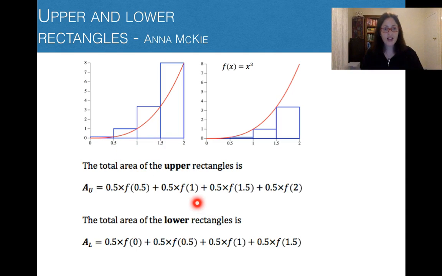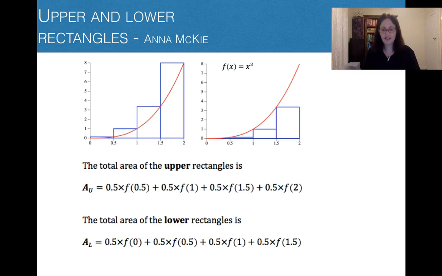And for the lower rectangles, base times height again. The base each time is 0.5, hence that. And the height of the function each time will be on the left-hand end. So we have the height at 0. Technically that's 0, but sometimes it's a good habit to get used to writing it out for all 4 rectangles. Then you know you haven't missed one. The height at 0.5, at 1 and 1.5.